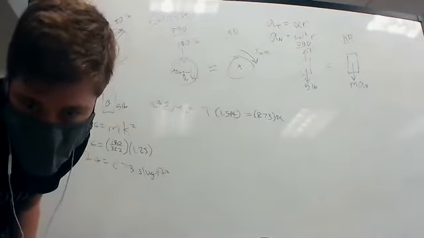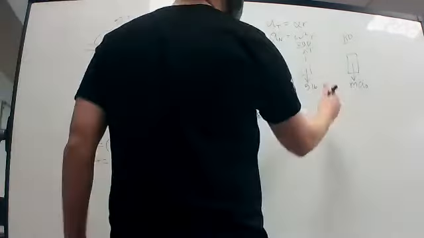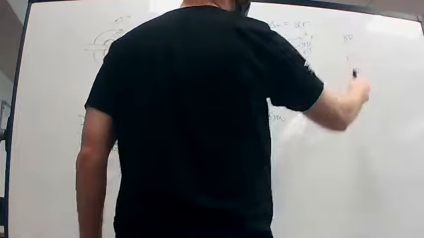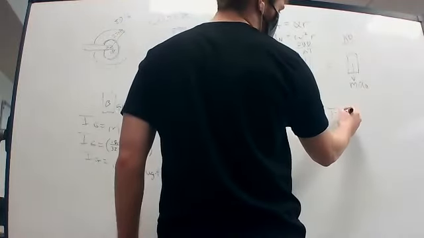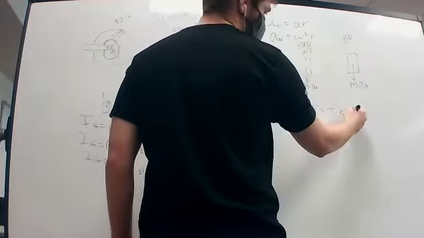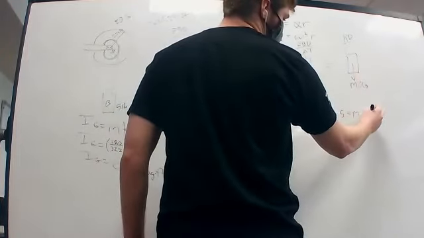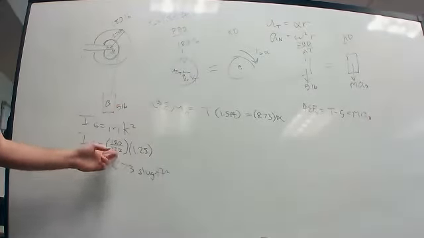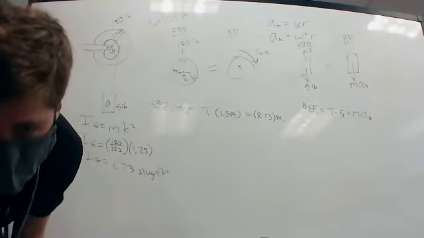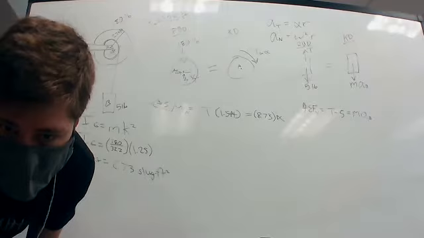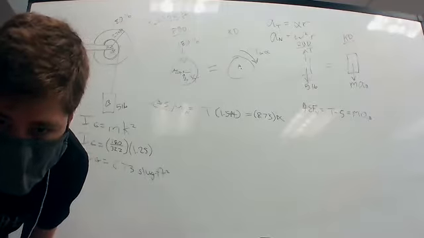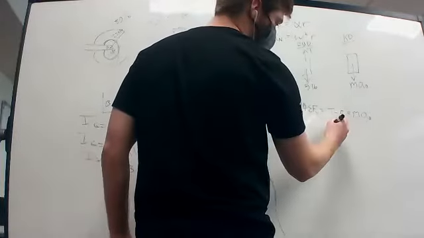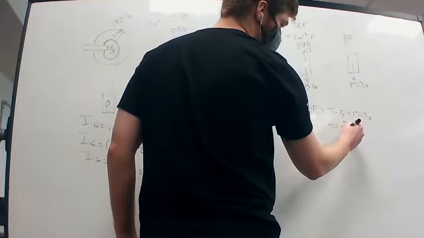We can move on then to the block. And we can see in the block's case, we're only going to have a sum of the forces in Y. This is because there's only forces acting in the Y direction. So we're going to have T minus 5, T going up, 5 going down, is equal to minus M AB. Mass of the block we know can be 5 divided by 32.2.